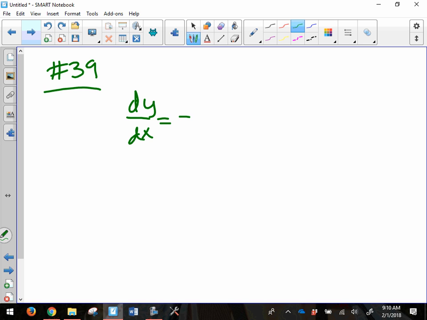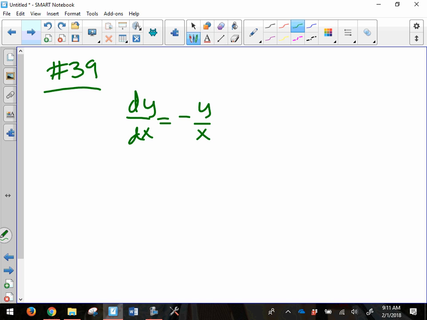And what's our differential equation for number 39? Okay, negative y over x. All right. So I have yet to figure out how to use the differential equation mode in your calculator, but we can do this by hand if we're creative.